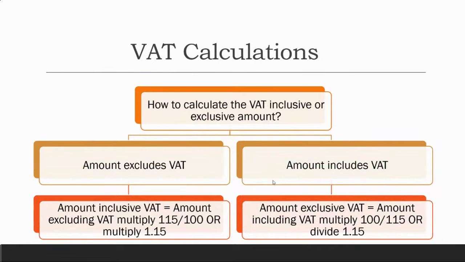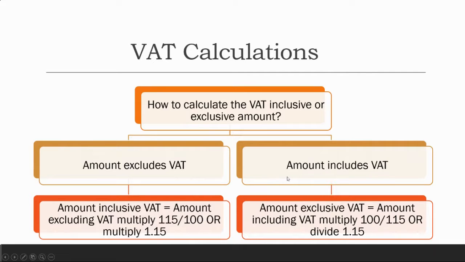Okay, so this is just to assist you when you have to do the VAT calculations. Just how do you actually work out the VAT amounts? So if I want the amount inclusive of VAT, I take the amount excluding VAT and I multiply it with 115 over 100. So what do I want? I want the VAT inclusive amount over the amount I currently have, which is the VAT exclusive amount. Or you can multiply it with 1,15.